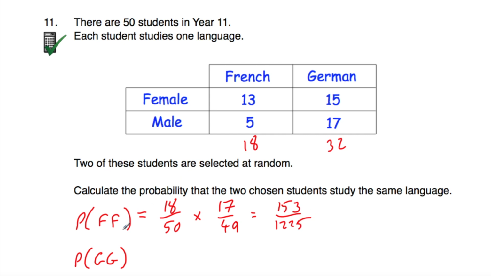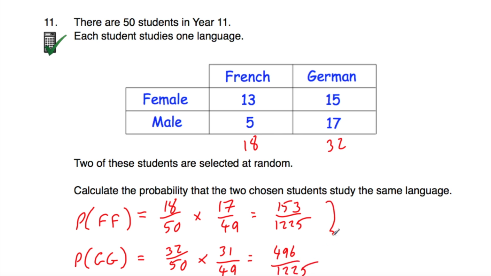Now the probability that they both study German. Well, there's 32 students that study German, so the probability that the first one selected at random out of the 50 studies German would be 32/50ths. Then that student's taken out of the group, and for the second one studying German, there'll be 31 left that study German out of the 49 students left. So if we do 32 over 50 times 31 out of 49, that'll give us the probability that they both study German. So 32/50ths multiplied by 31/49ths is equal to 496 out of 1,225.